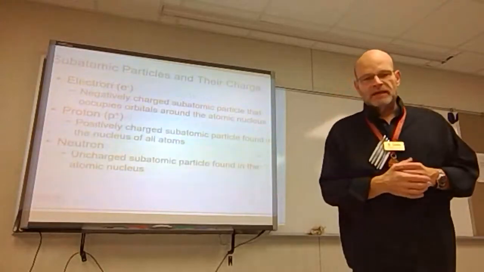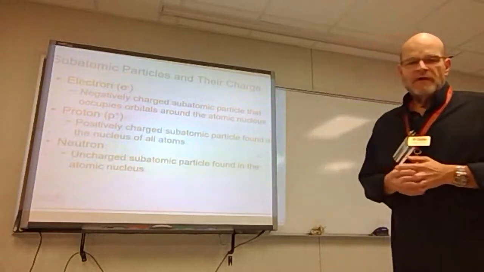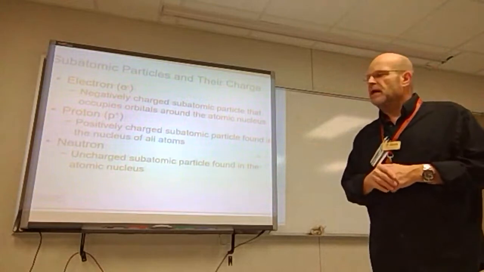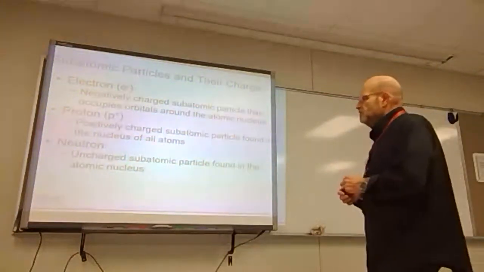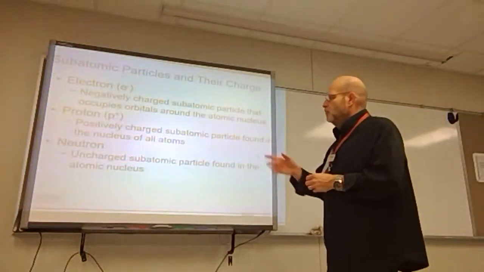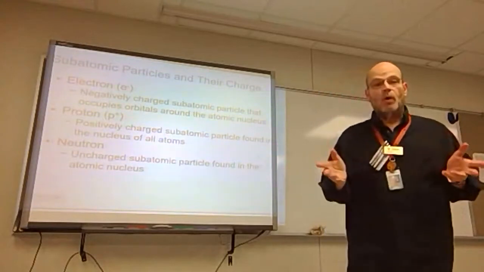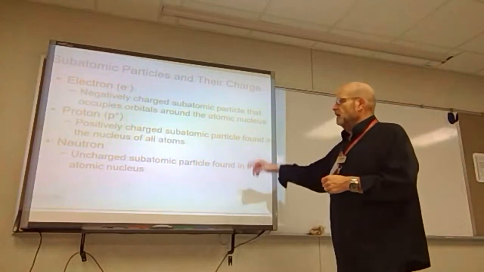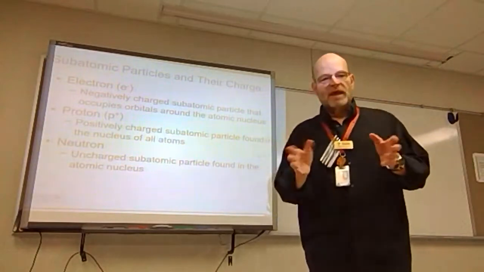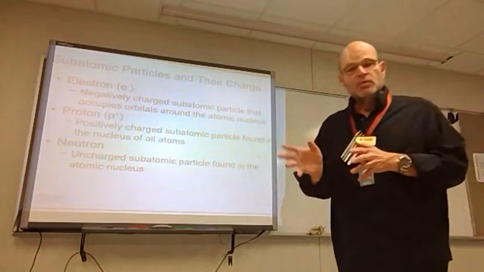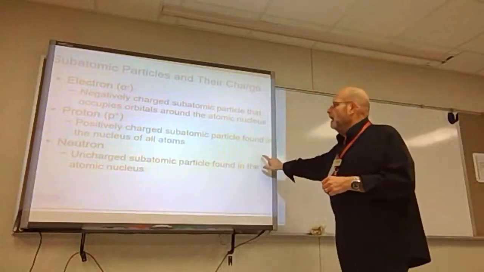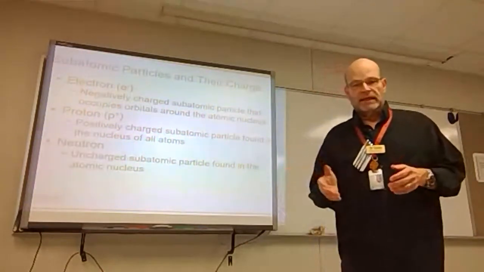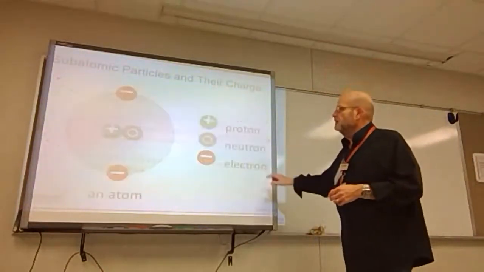The electron is a negatively charged particle. These are found in orbitals, little shells that appear around the nucleus. The proton is a positively charged particle, and the neutron is neutrally charged. It has no electrical charge. The protons and electrons have a ratio or an association, which we'll talk about in just a moment. And the numbers of neutrons can vary greatly among the different elements.